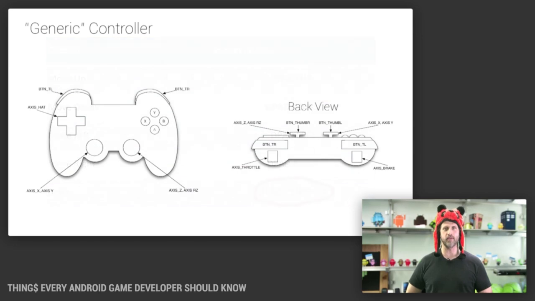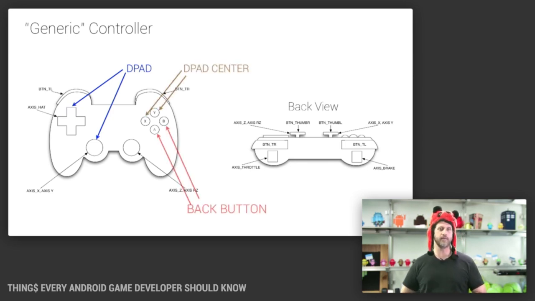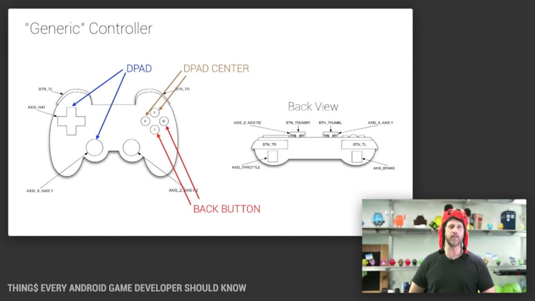The reason for this is that most HID controllers will have these buttons, and we do a great job of mapping these to reasonable defaults for D-pad, D-pad center, but for some reason, we decided to map both A and B to the back button. And this doesn't really make sense to most users, as they are typically used to having the A button perform an affirmative action. So make sure to actually map the button that way within your UI.